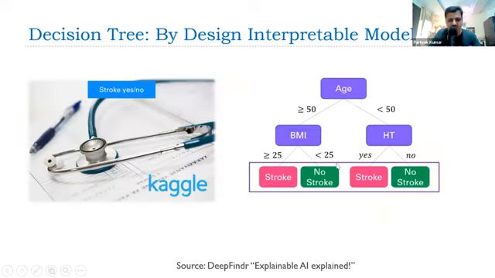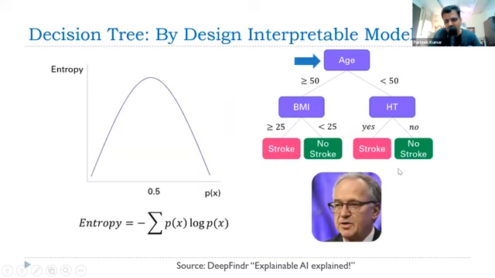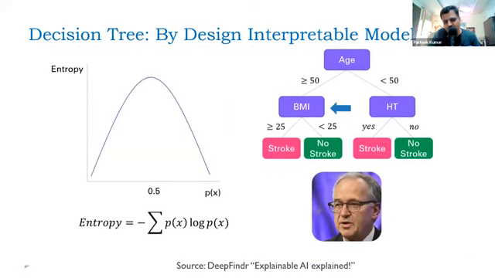Let us consider this case of stroke and no stroke. If we apply a decision tree model, you will get a decision tree like this. When a person comes, you check their age, then their body mass index, and based on that, you will say that it is no stroke.